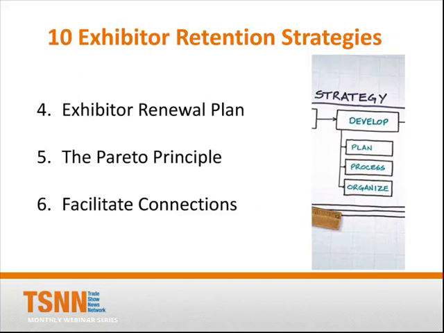Okay, I'm going to talk a little bit about exhibitor renewal plans and the Pareto Principle, which is basically an 80-20 plan, where about 80% of your exhibitors contribute maybe 20% of your budget, and 20% of your exhibitors contribute 80% of your budget. And then facilitating connections through attendees and exhibitors. But an exhibitor renewal campaign is sort of interesting. You know, it always goes back to the basics with exhibitor renewal. We just got more technology to use to make it more successful.